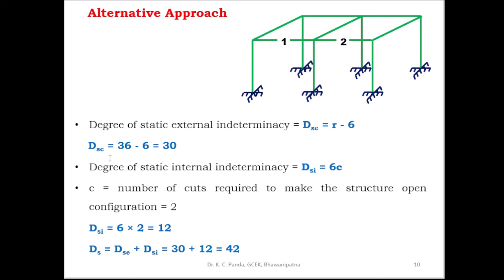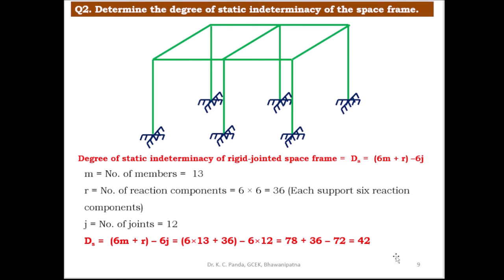So here you know DSE is equal to 30 and DSI is equal to 12. So what is the degree of static indeterminacy? DS is equal to DSE plus DSI, that is equal to 30 plus 12 is equal to 42. Here also you got the same result, 42.